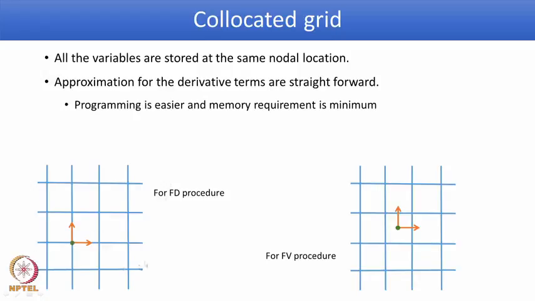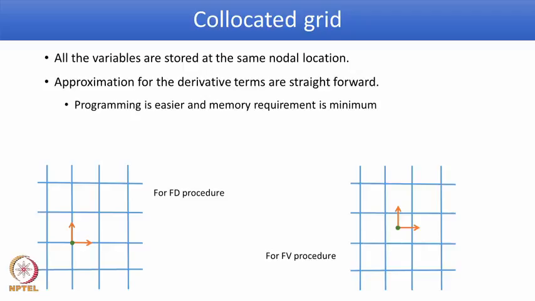This is for the finite difference arrangement, and if you are going for a finite volume type of arrangement, then you can have the definition at the center of the volume as shown here. So, this is a location where scalar variables are stored, and the arrow going from left to right is for u velocity, and the arrow going from bottom to top is for v velocity. As you can observe, in both cases they are all defined at the same location.